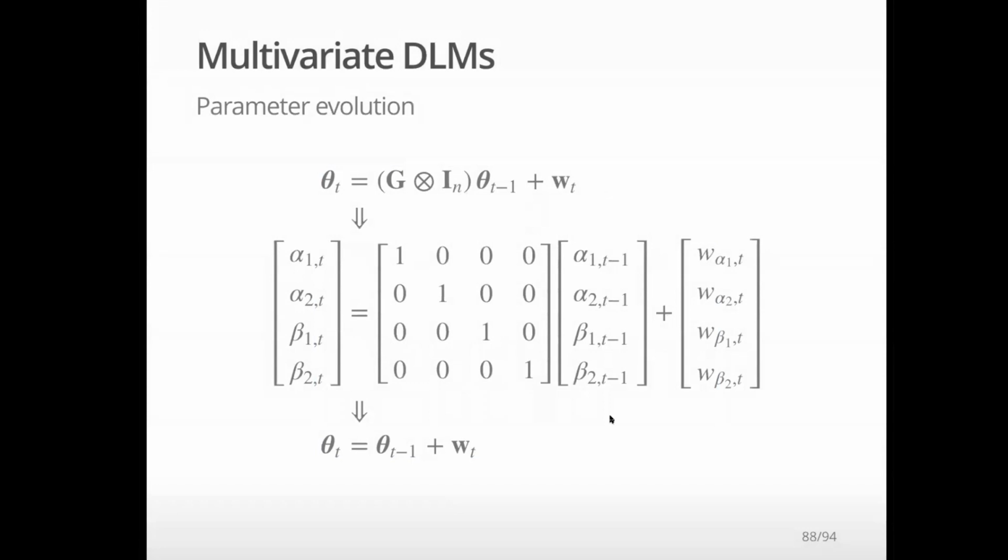Okay. So to simplify that, if G is identity, all of this goes away and you're just left with your really basic random walk here. So the intercepts are going to be a function of the intercepts last time plus some errors. The slopes will be functions of the slope last time plus some errors.